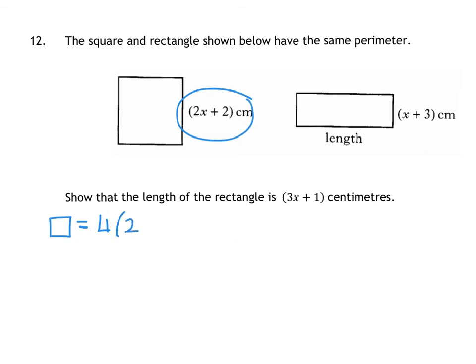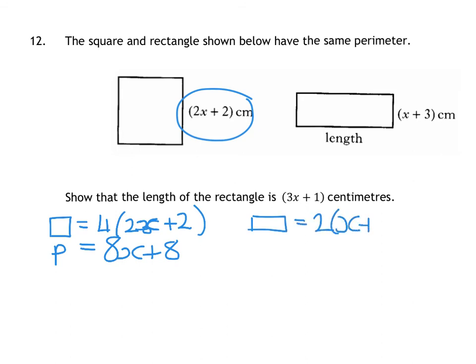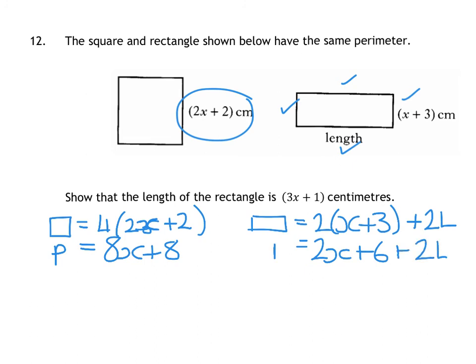I'm just going to write that as 4 lots of 2x plus 2, which gives me 8x plus 8. So that is the perimeter of the square. The rectangle has 2 of these ones, so 2 of the x plus 3's, so that's that side and that side, and then it's got 2 of the lengths, so I'm just going to call that 2 capital L. Now that gives me 2x plus 6 plus 2L, and that is for them.